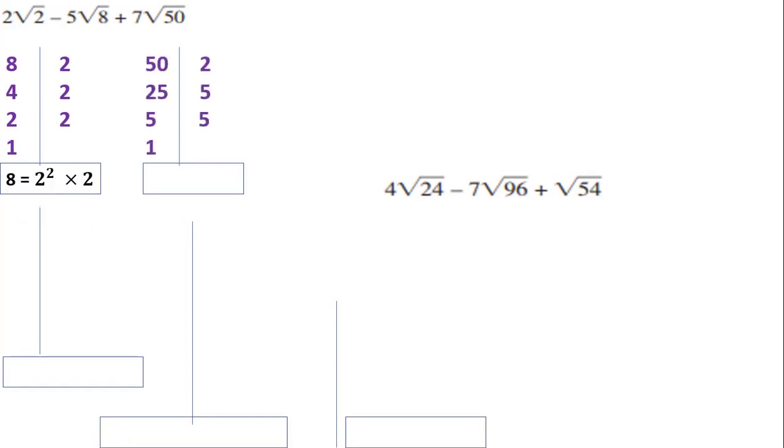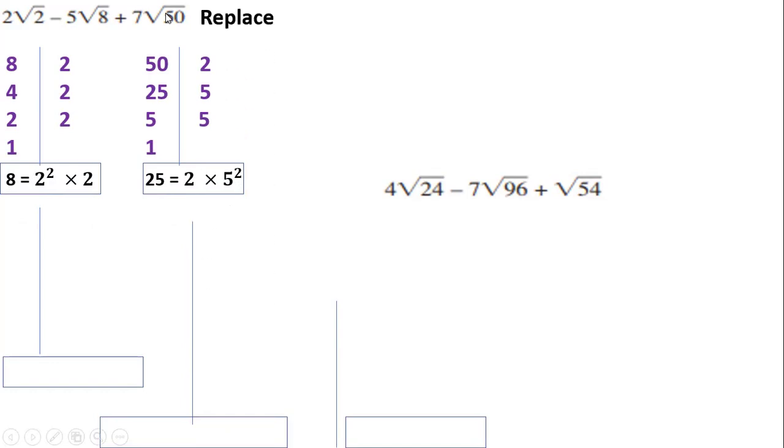50, this is the prime factorization of 50. It's written 2 times 5 squared. Now the prime factors of 8, 20 and 50, this is 50, of course. This is a typing mistake. So the prime factors, now we write them inside the radicals.